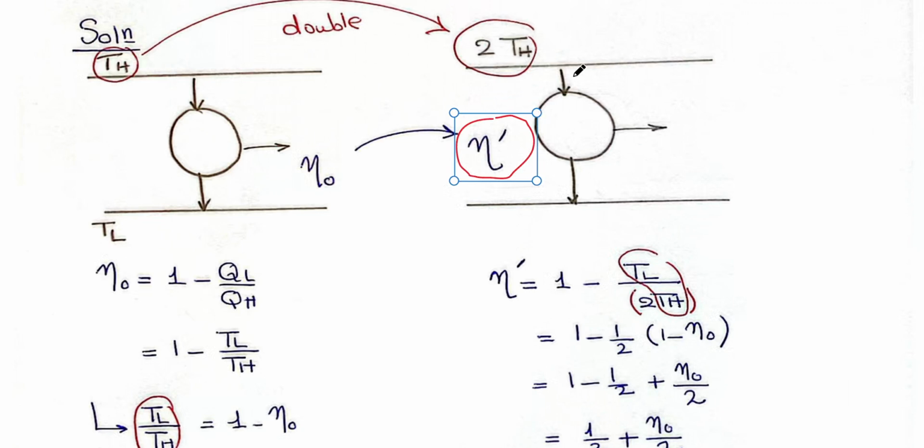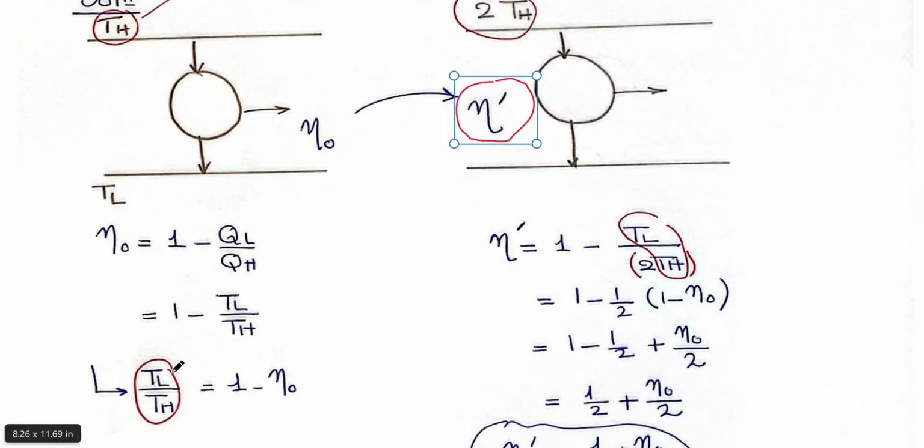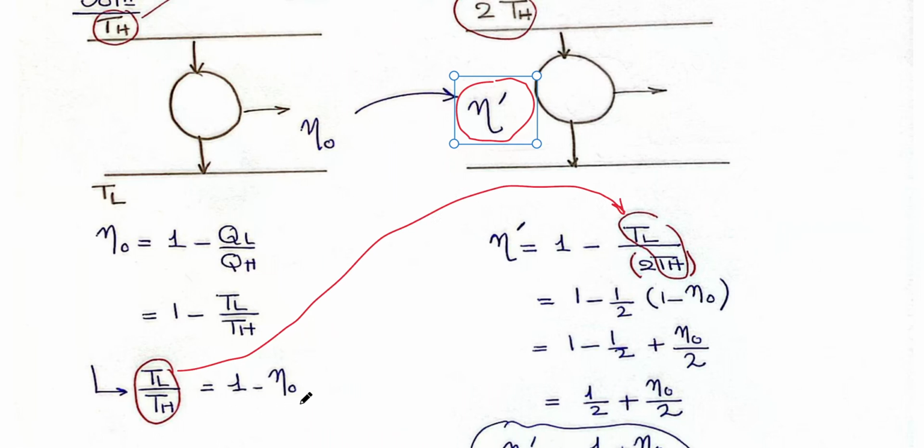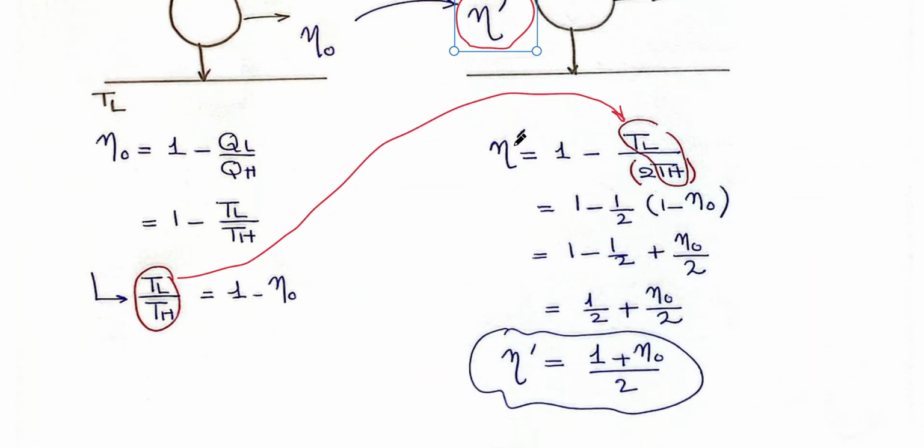The other engine is working at 2TH. So the new efficiency will be 1 minus TL over 2TH. Now it is double. But we know from the first case the value of TL over TH, which is 1 minus eta naught. Substitute, you have a half and 1 minus eta naught. You will get the relation between eta dash and eta.